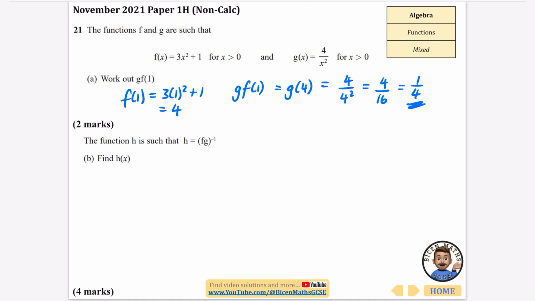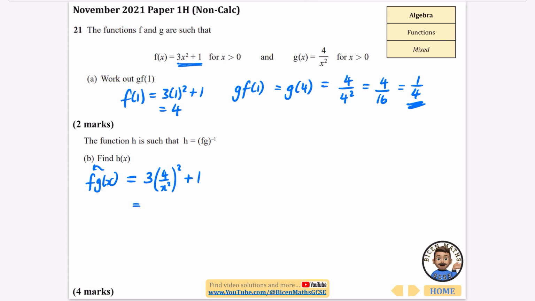And then it says the function h is such that h is the inverse of f of g. So what we're going to do for this is begin by finding f of g of x, which means you're going to take g of x and put it inside f, and then we're going to find its inverse afterwards. So g of x is 4 over x squared, and we're going to put that in here. This is a horrible question, by the way. So it's 3 lots of, and instead of writing x squared, I'm going to write 4 over x squared, squared. So I've taken this g and I've replaced it inside that x. It's like substitution within substitution. And then I have plus 1.